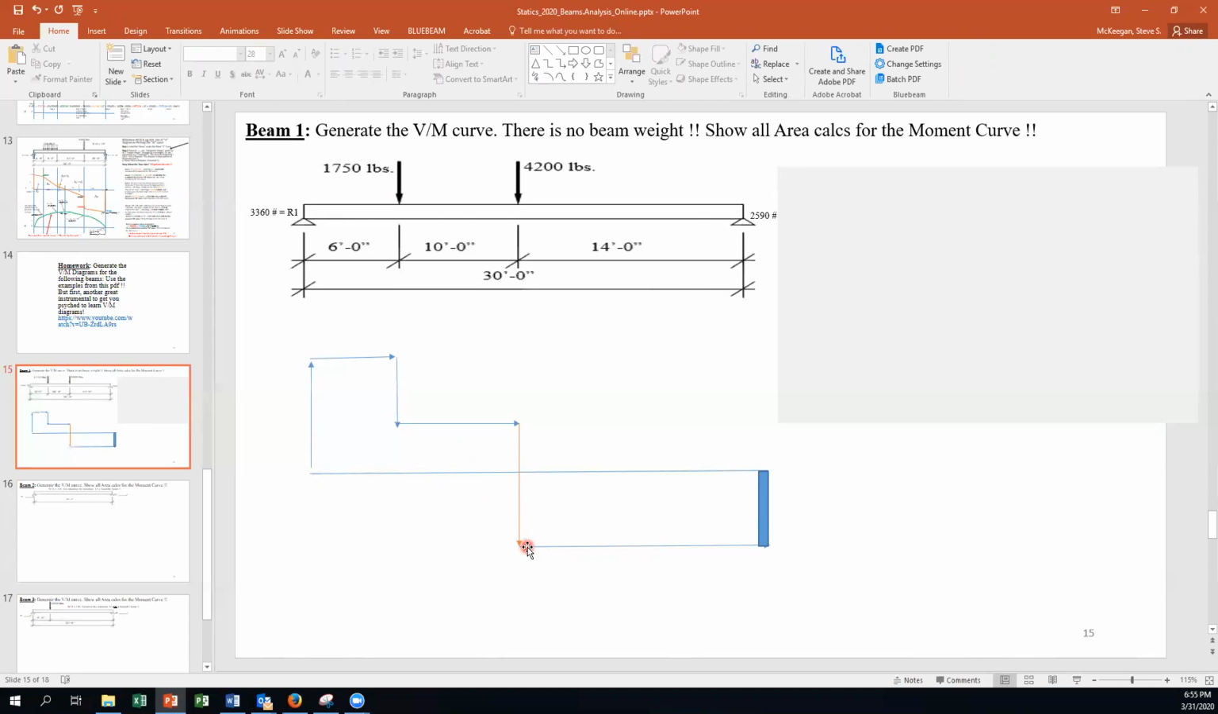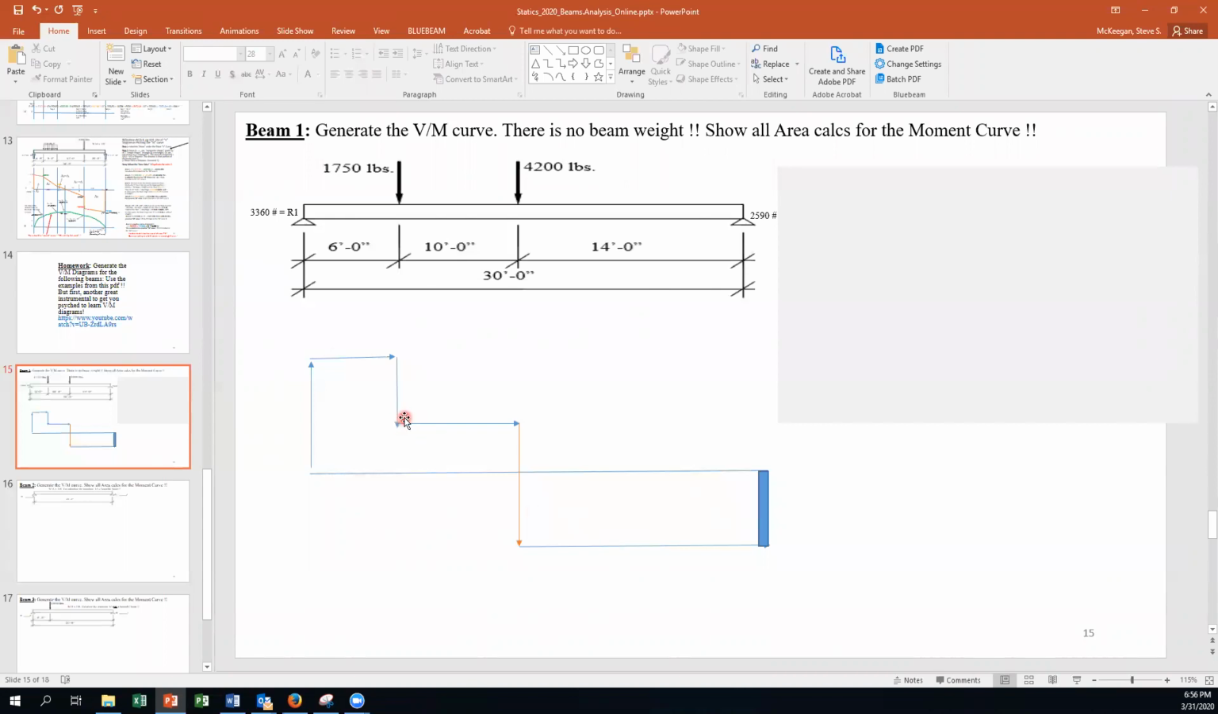Negative 2950 times 14. And that should bring you back to 0 with the moment curve. Because these are flat horizontal lines, that's an oxymoron. These are horizontal lines. The moment curve is going to look like a what?